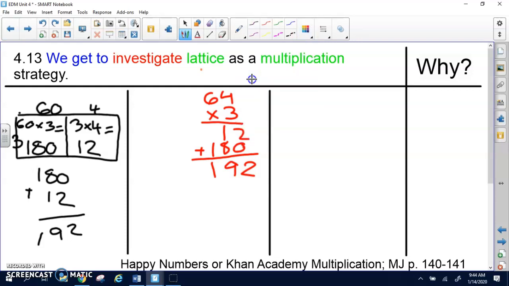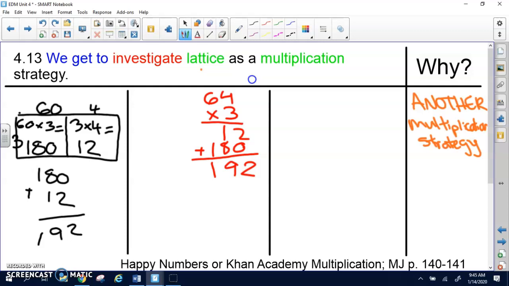Why are we exploring lattice multiplication? Another multiplication strategy, a new way to solve something. And for some people, it can be easier, absolutely. This is the third multiplication strategy we've learned. You may have learned US traditional, which would be the fourth type. We haven't done that in this class yet. I think you'll do it a lot in fifth grade.